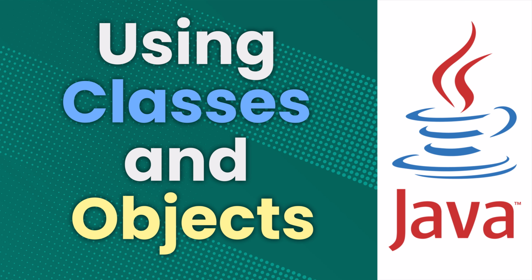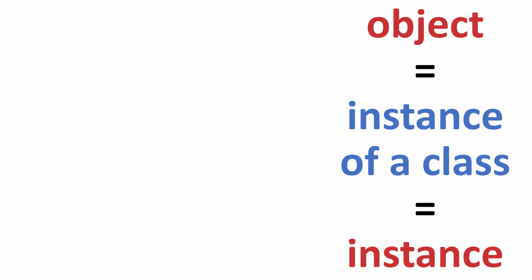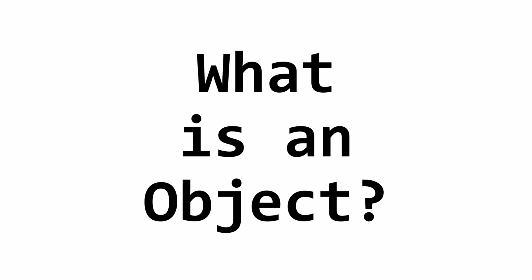In this Java tutorial, you'll learn about using classes and creating objects. By the way, an object is also called an instance of a class or an instance. First, let's talk about what an object is. In object-oriented programming languages, like Java, objects have 2 types of characteristics.